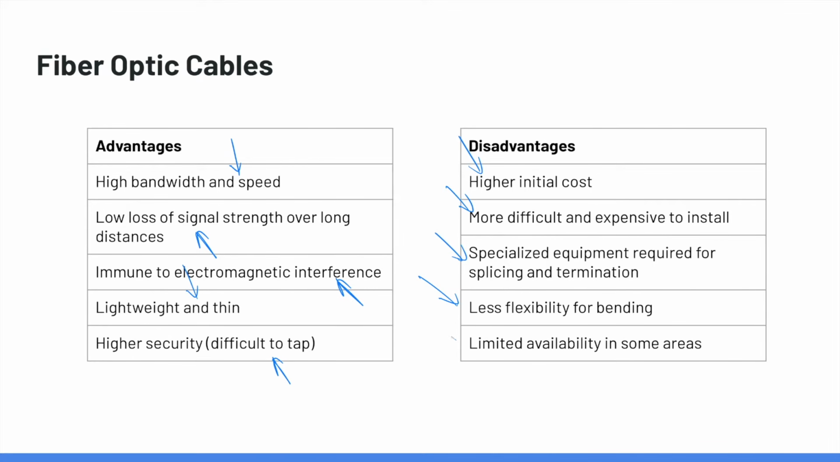And there's limited availability in some areas, so fiber optic is not something that is readily available everywhere. So just getting access to it in certain areas, perhaps certain countries, can be more difficult. I probably didn't explain splicing and termination correctly, but what you just need to know in that respect is that it's more difficult and expensive to install.